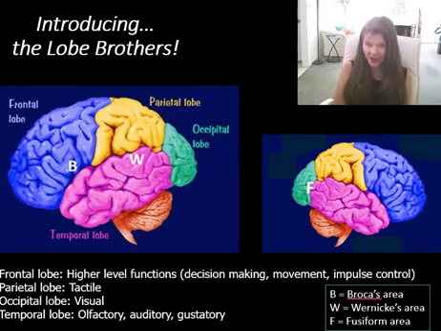Now, the temporal lobe, here in yellow, processes the rest of the senses. The other 3: olfactory, which is smell, auditory, which is hearing, and gustatory, which is taste.